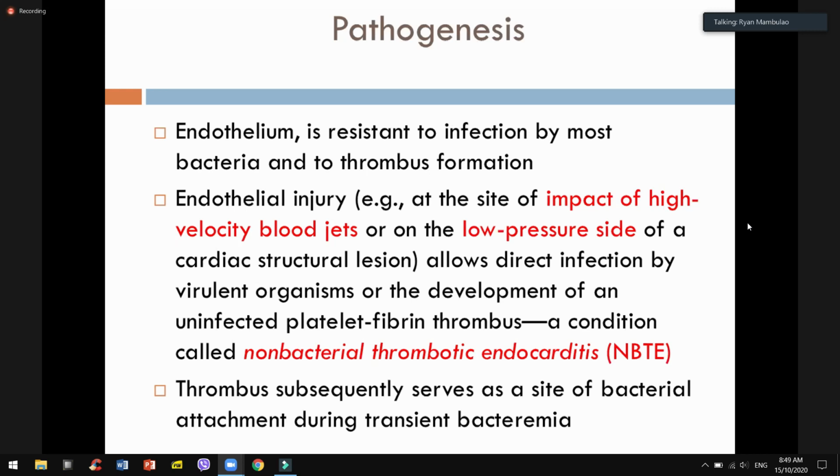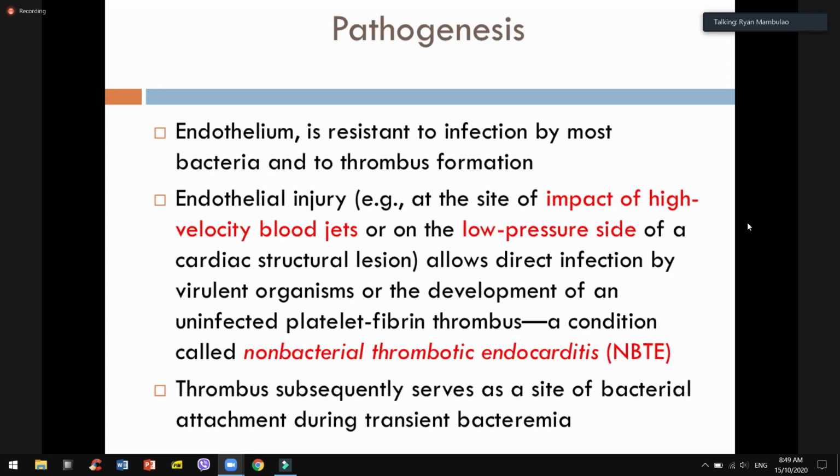It doesn't easily develop infection, except if there are conditions that aggravate or cause it. Let's say there is a mitral regurgitation or the patient has a ventricular septal defect, because there is now turbulence. These murmurs cause turbulence of flow, which damages the endothelium. Then the bacteria will set in and cause vegetation. Sometimes, it is non-bacterial thrombotic endocarditis. So what is this? There is no organism.